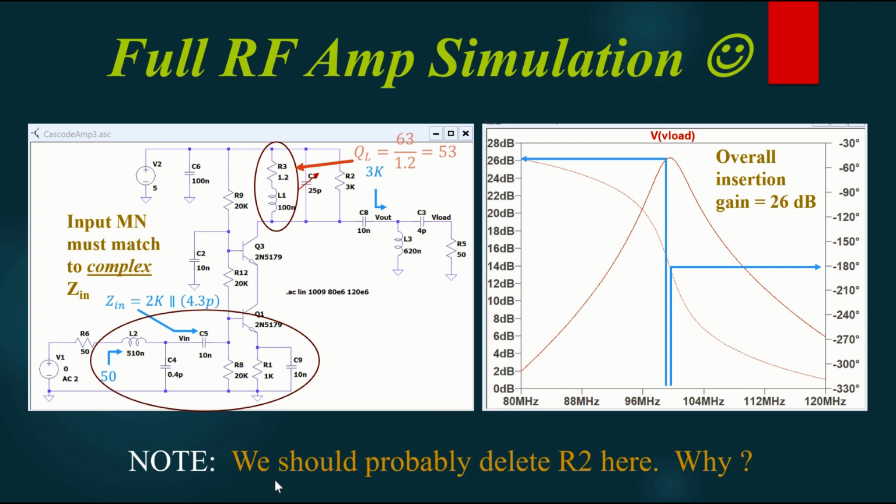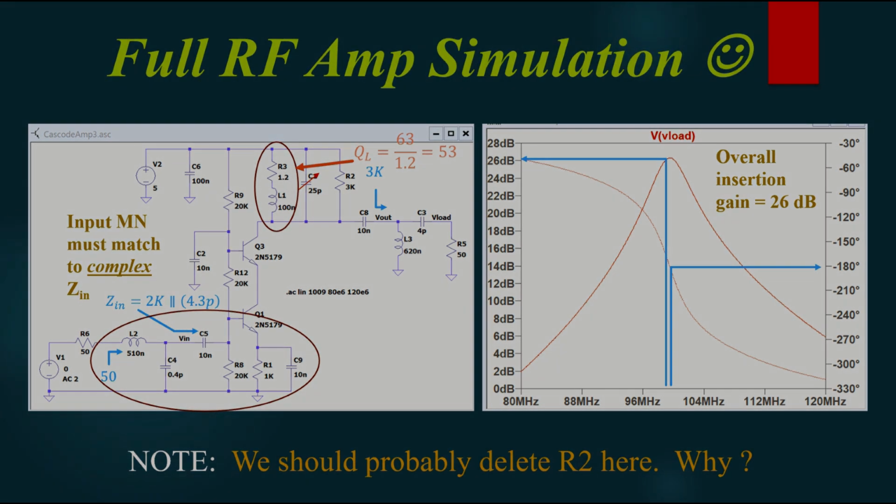There's a note at the bottom. We should probably delete R2 here. Why? Well, I'll let you think through that. Would that mess up the bias in any way? Always check that. But why am I saying maybe delete R2? And leave some ideas in the comments section maybe.